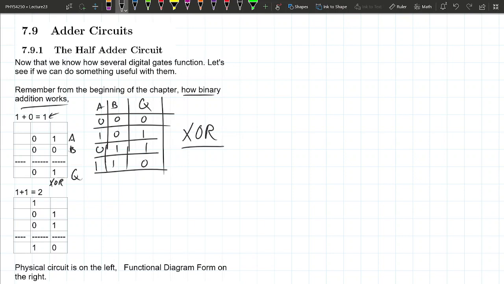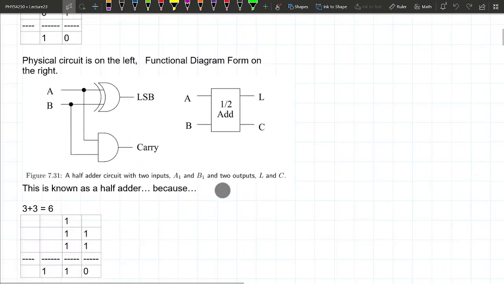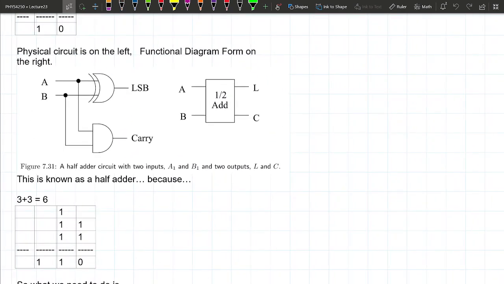But then there's also this carry number that we have to figure out, in case there's a 1, 1. What operation only gives you a 1 when there's 1, 1 as an input? An AND gate. So this is an AND operation. So a combination of XOR and an AND should be able to add things for you, and this is exactly what we're going to do down here. These are known as half adders. We're going to see why it's called a half adder as opposed to a full adder.